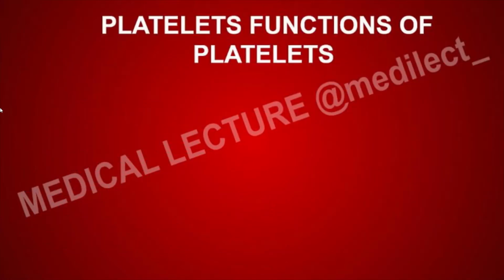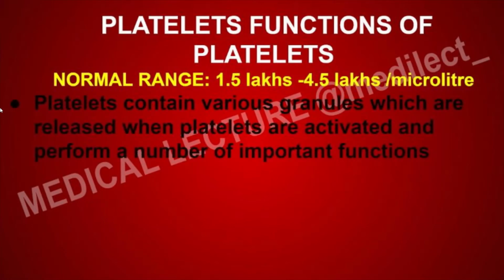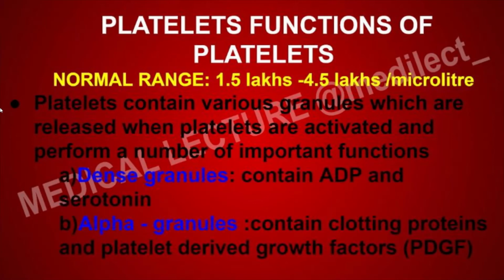Now next is the platelets and their functions. The normal range of the platelets is around 1.5 lakhs to 4.5 lakhs per microliter of blood. Now these platelets contain various granules which are released when platelets are activated and perform a number of important functions. Now which are these granules? These are the dense granules and the alpha granules. Dense granules contain the ADP and the serotonin, while the alpha granules contain the clotting proteins and the platelet derived growth factors.